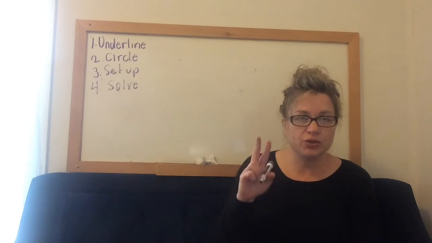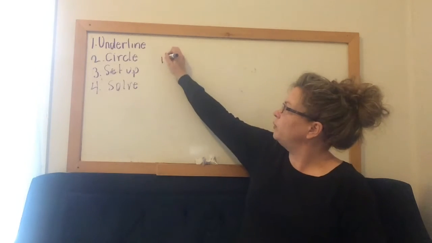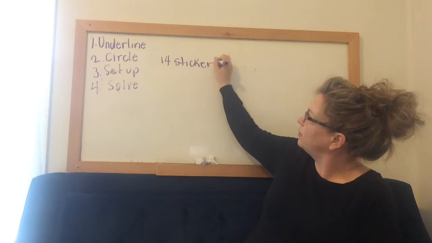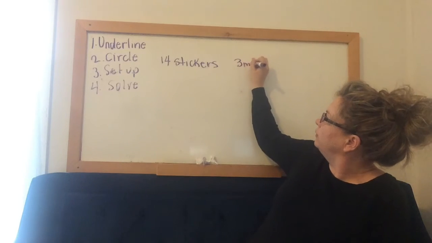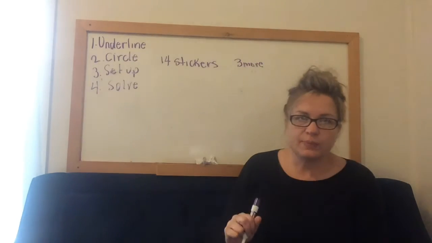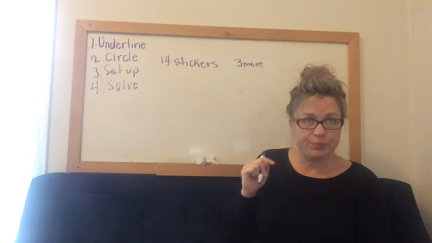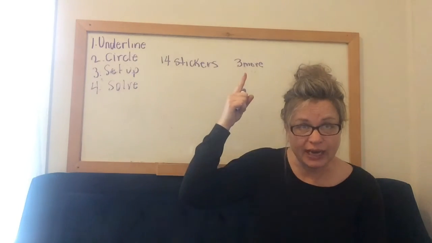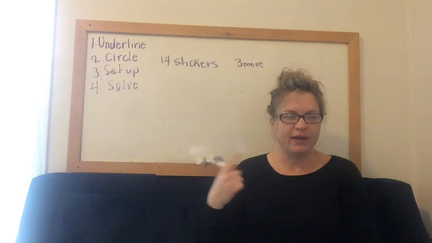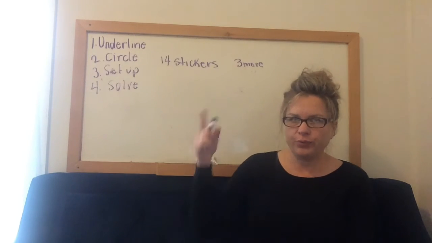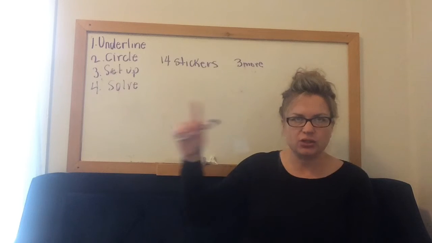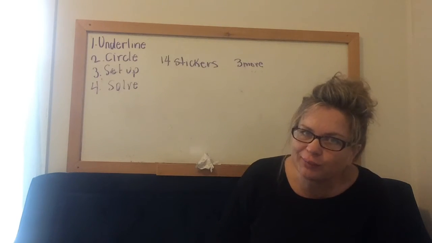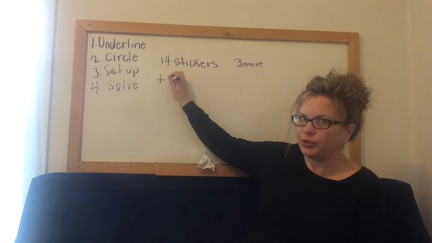And when you're ready, the two things that you should have circled are 14 stickers and 3 more. Simply looking at this, I know that the word more, I'd rather have $3 more. So I'm going to add that into our total. So again, when we're going to draw the picture representation of this, I have 14 stickers. Again, your drawings don't matter. Just make sure that there's 14.